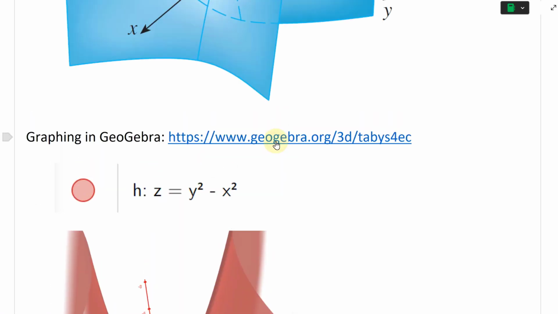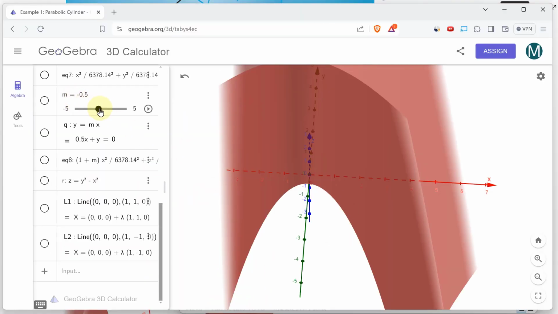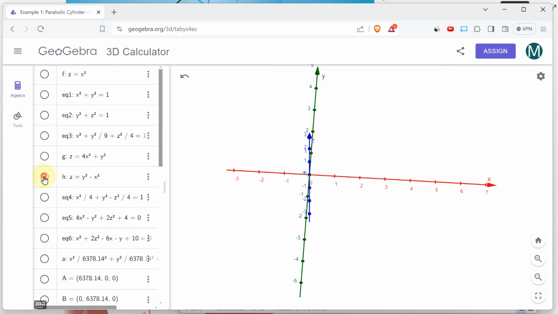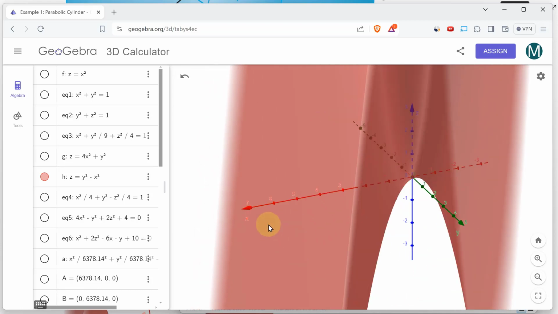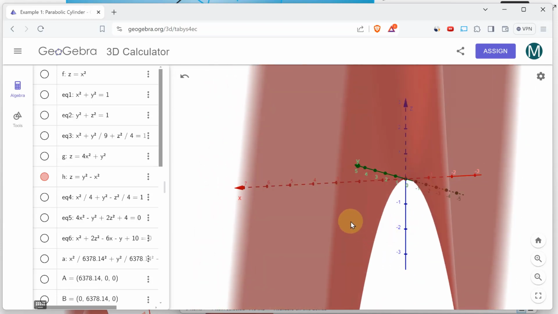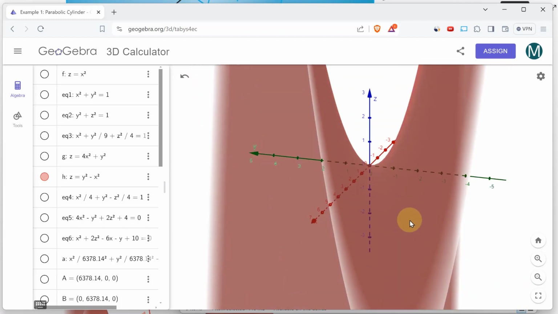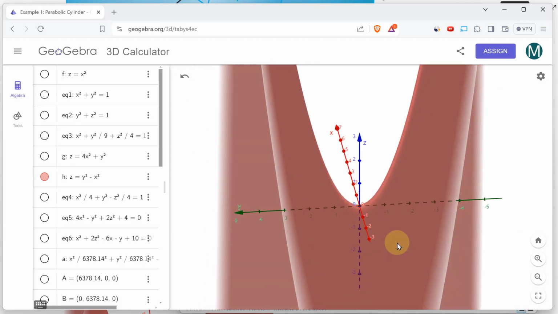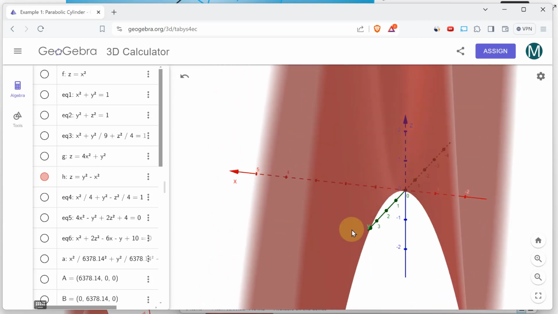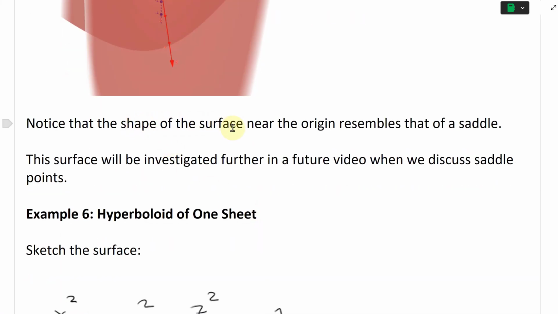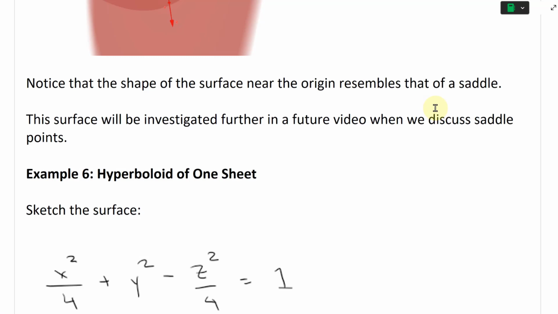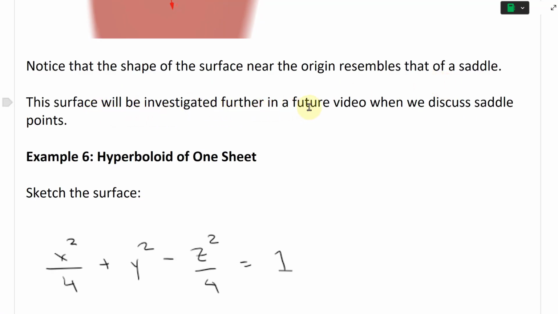All right, let's open this up again. So here we are, and there's our graph like that. And it looks like the saddle. You could rotate it around, and it's a pretty epic looking saddle there. It's actually what it's called as a nickname. It goes up, and you can zoom in, and so on. That is quite fascinating. Notice that the shape of the surface near the origin resembles that of a saddle. This surface will be investigated further in a future video when we discuss saddle points.